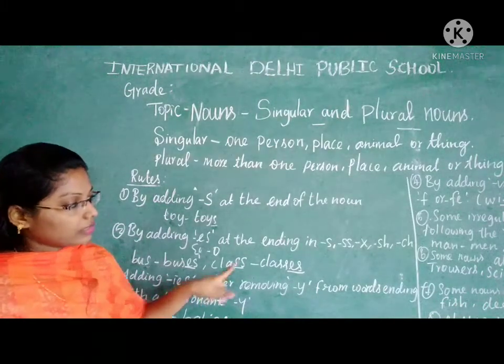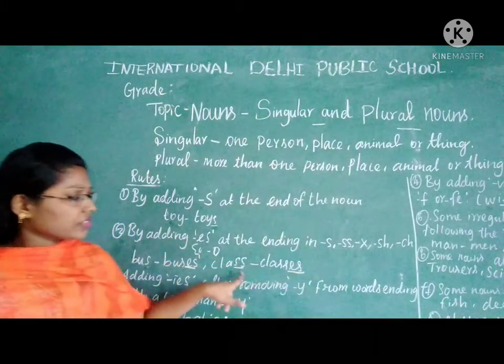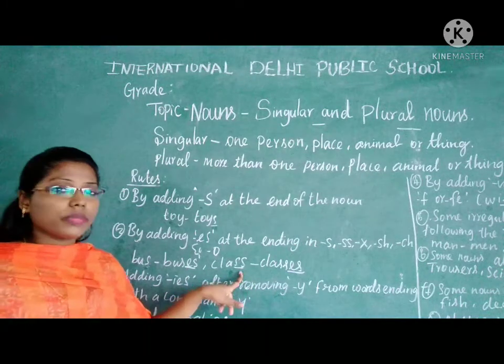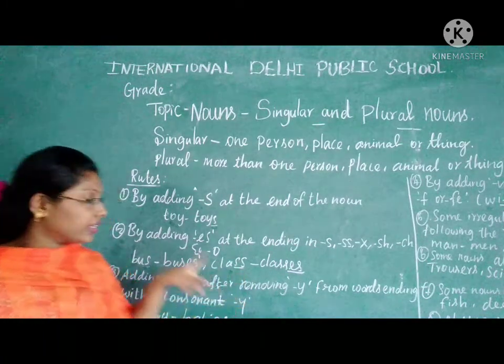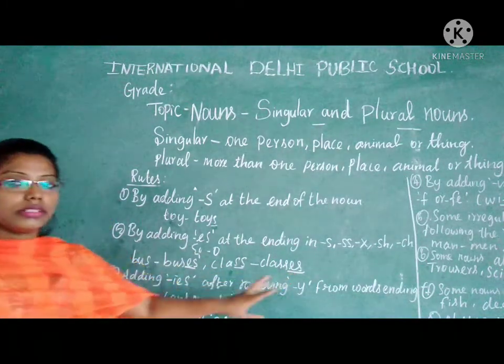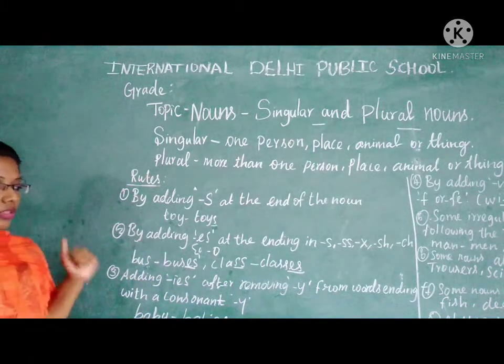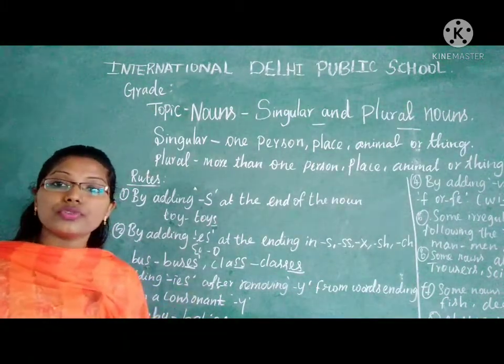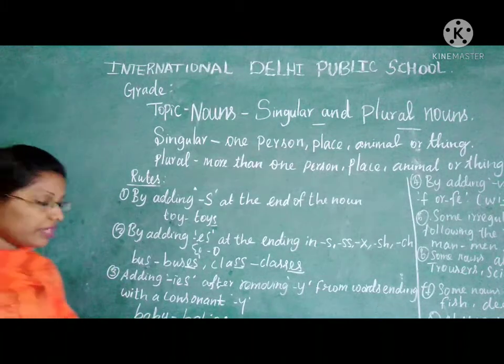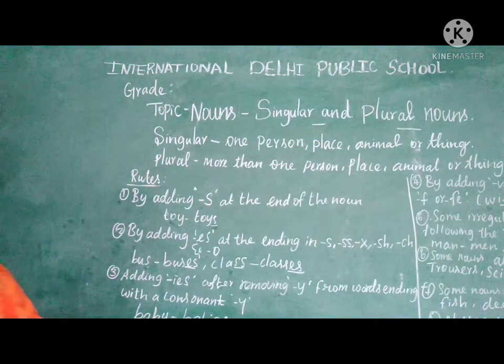Then same, class. So class ends with double s. If we want to make it plural, we should add es, classes. Clear? Let's move to the third rule. Some nouns end with y. For example, baby. Can you see the word baby?